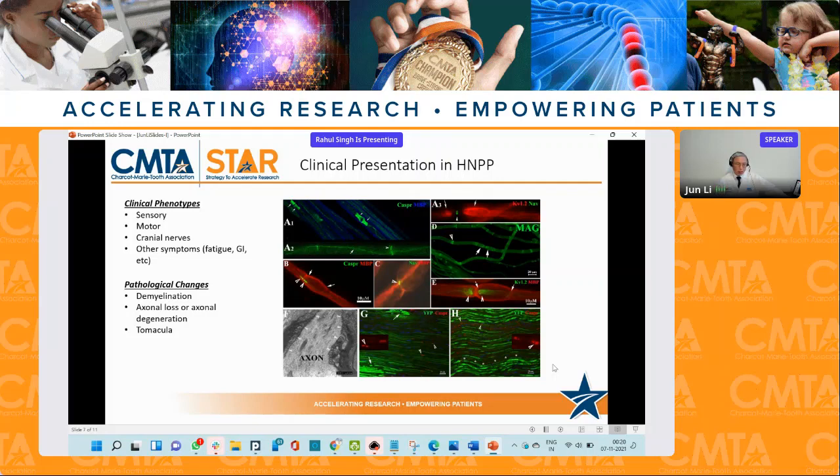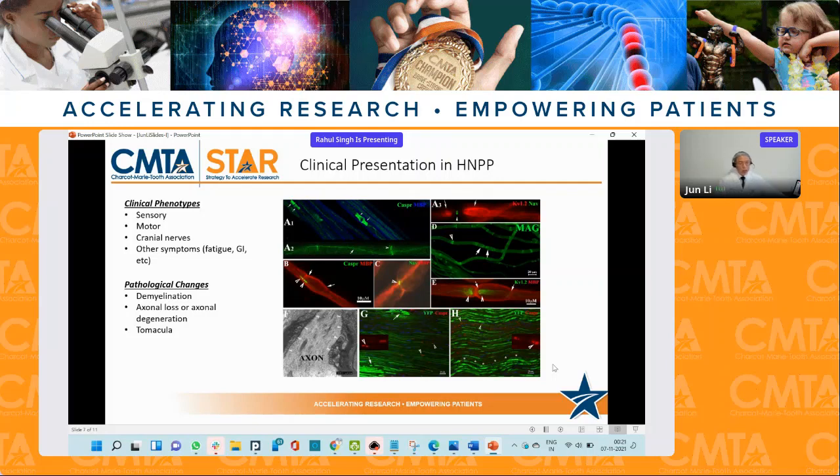Pathologically, there's some degree of pathology in the myelin, which produces a structure called tomacula. As I'm showing here, this is a normal nerve, and here's a node of Ranvier where it produces the electrical signal. Then you can see the area called paranodes. In the HNPP patient, one of the paranodes ends up pretty big, almost like swelled. That's the increased myelination in that area, which we call tomacula. That's what tomacula means.